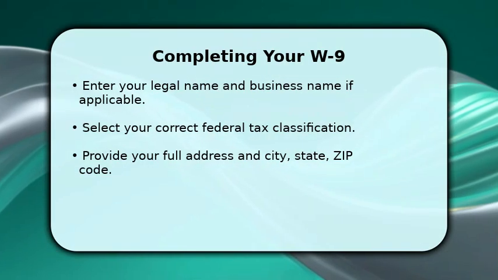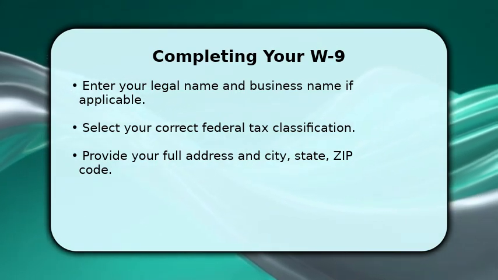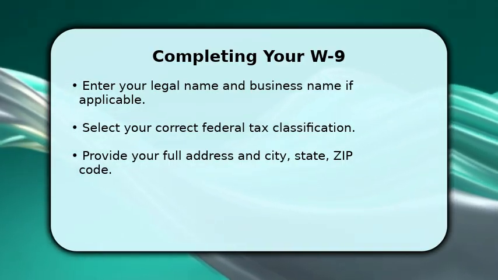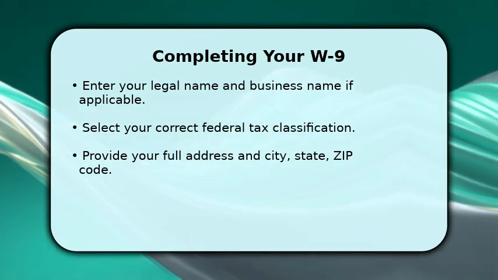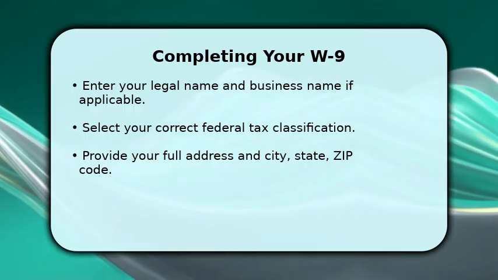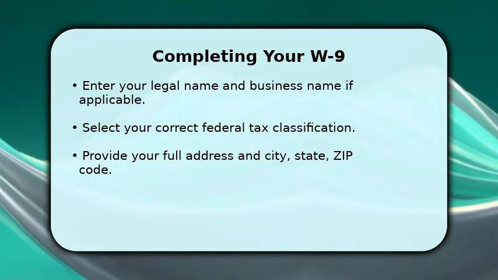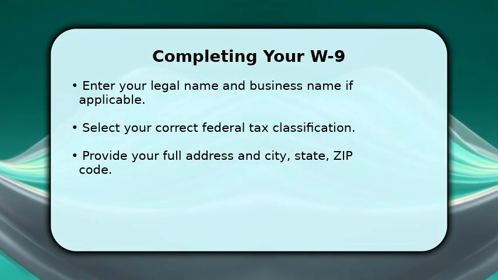When completing Form W-9, start by entering your legal name as it appears on your tax return. If you have a business name, include that too. Next, select your federal tax classification, such as individual, sole proprietor, C corporation, or S corporation. Finally, accurately provide your complete address, including your street, city, state, and ZIP code. This ensures all your information is consistent and correct for tax purposes.